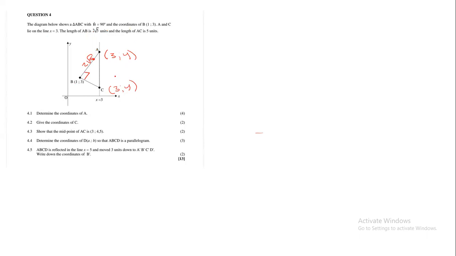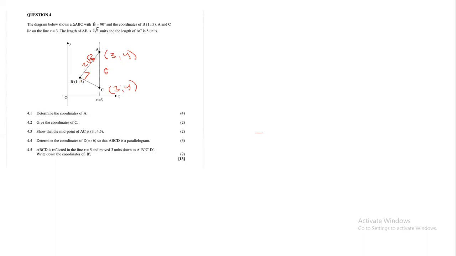And therefore, the length of AC in this case is equal to 5 units. Okay, it's 5 units, right? So now determine the coordinates of A. They want us to determine the coordinates of A. But now how are we going to do that for 4 marks? That's a lot. Now this is what is happening.